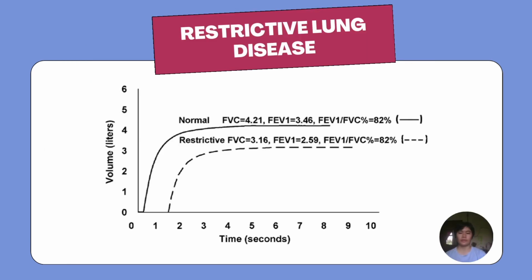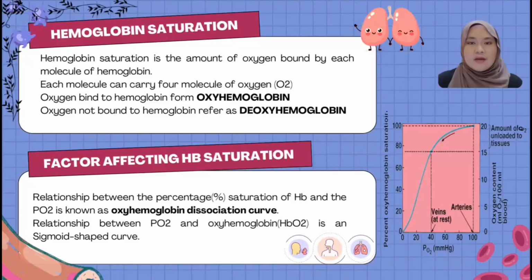The same thing applies with restrictive lung disease. From the spirometry test, a patient with restrictive lung disease normally will obtain a lower graph, same as obstructive lung disease, because the patient cannot fully expand their lung with air. In a normal person, FEV1 over FVC should exceed 82%, but people with this disease will have FEV1 over FVC less than 82%.